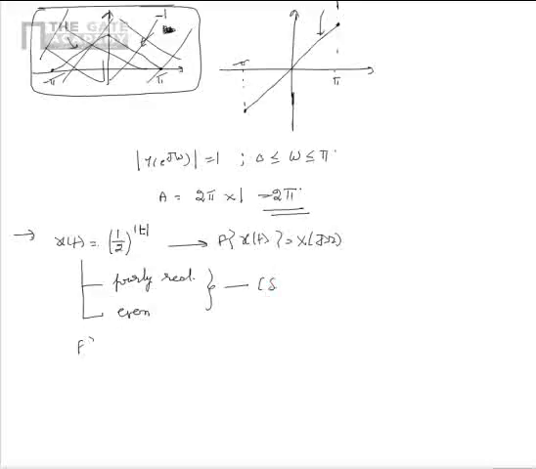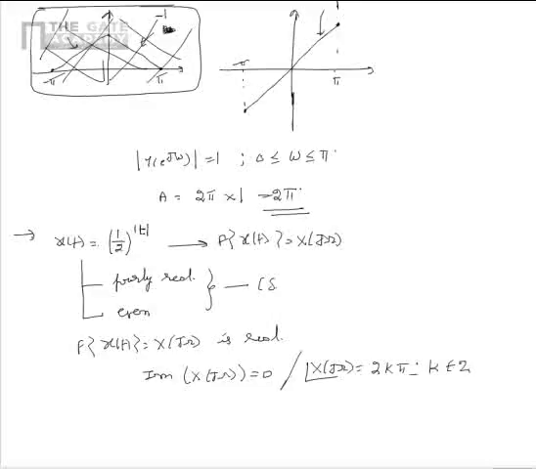As x(t) is conjugate symmetric, the Fourier transform of x(t), that is X(jω), is real. So we can say that the imaginary part of X(jω) is equal to 0, or the phase of X(jω) is equal to 2kπ, where k belongs to Z. So for the given x(t), we can characterize X(jω) as: the imaginary part of X(jω) is 0, or the phase of X(jω) will be 2kπ, where k belongs to Z.